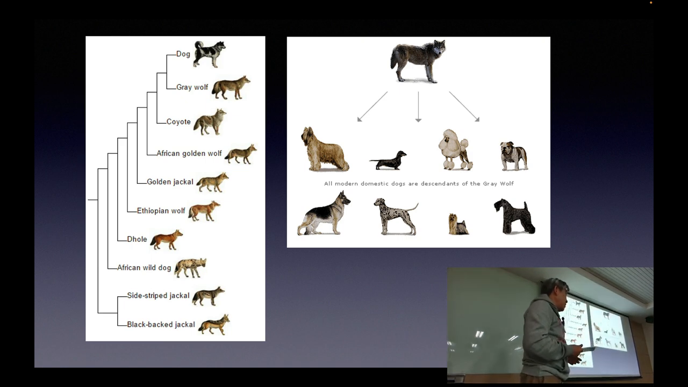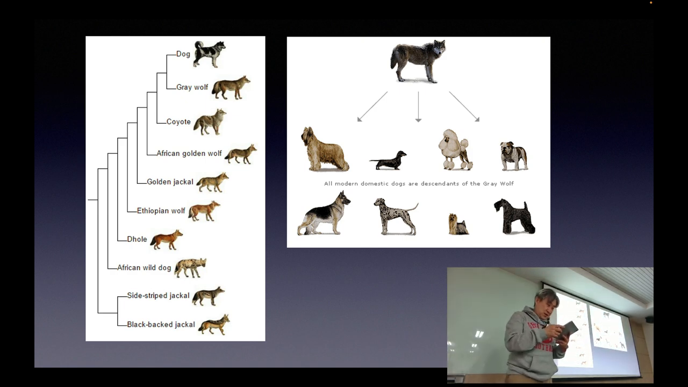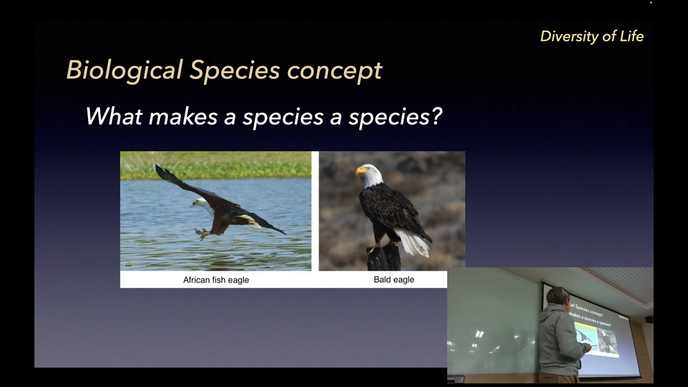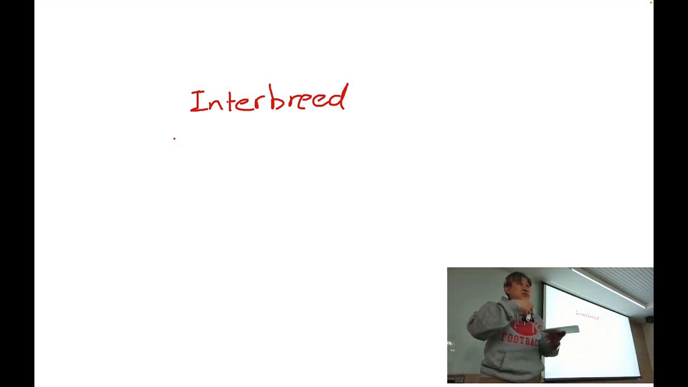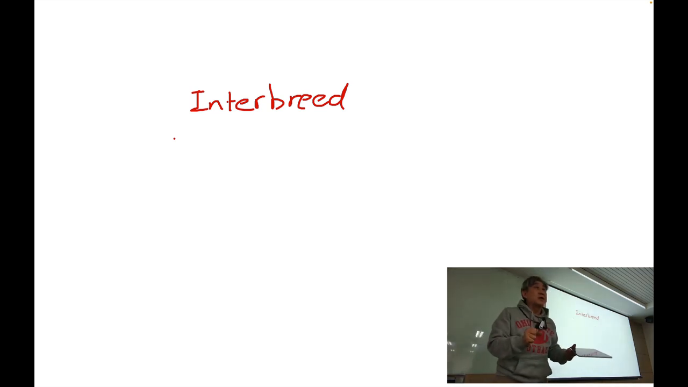That was just a big gigantic intro part, but simply put, it's the biological species concept. It all depends on whether they can interbreed, whether they can mate with each other and then produce viable offspring. That is the criteria.